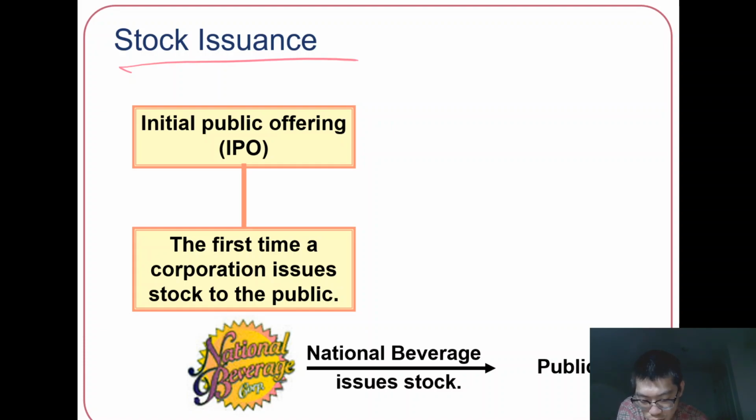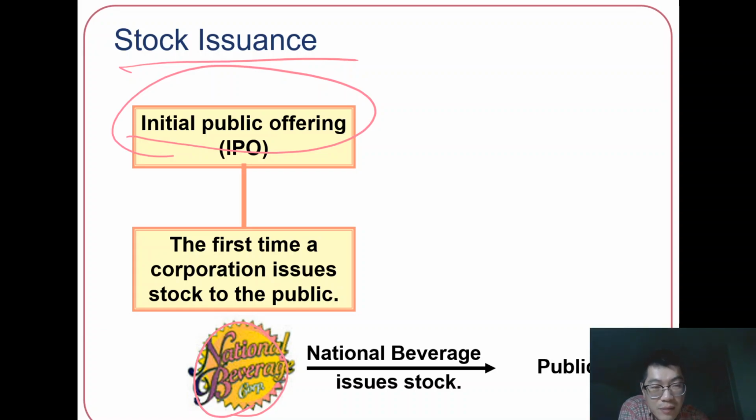Stock issuance. For example, this company, National Beverage, issues stock. First, this stock issue is through an IPO, initial public offering, and that is the first time a corporation issues stock to the public. The only first time the corporation issues to the public is called an initial public offering, and it's called IPO.